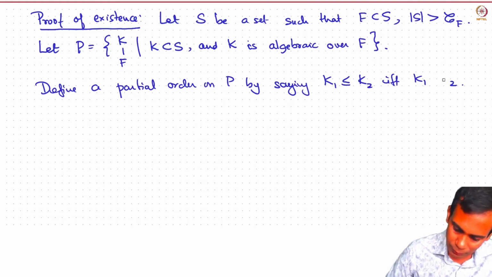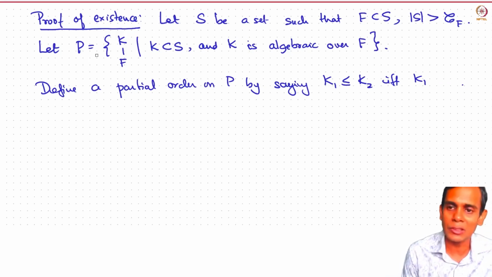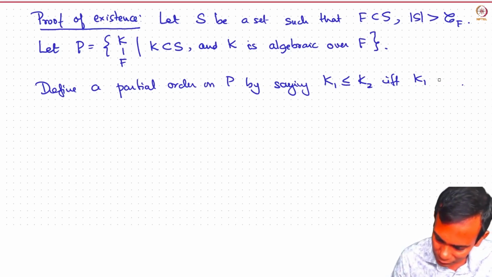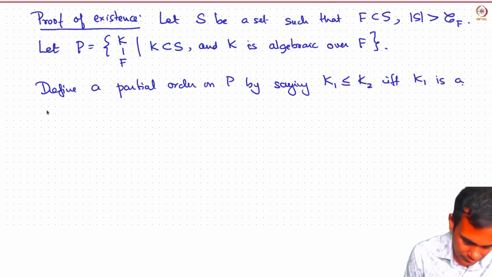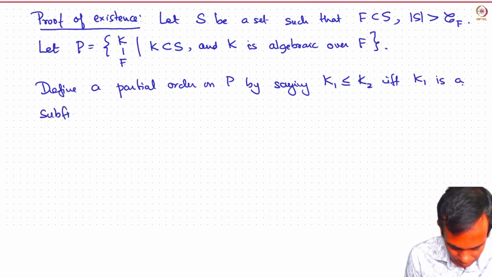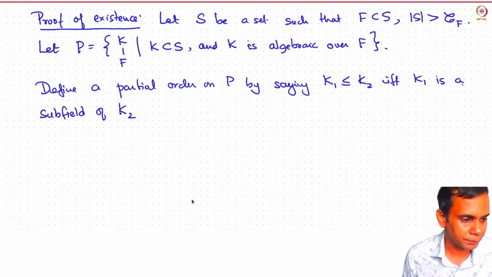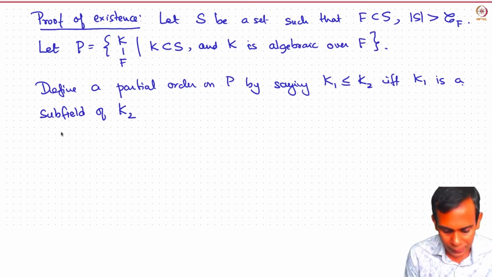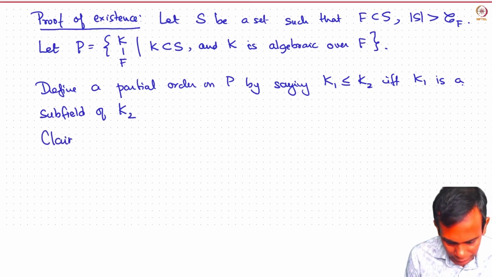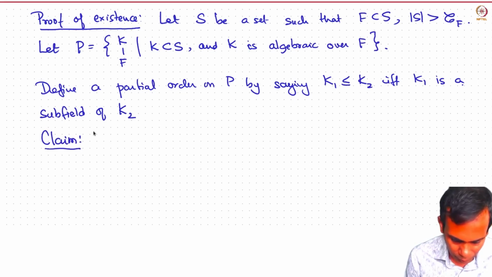So maybe I should be a little more careful because we talk about sets and sets with the structure of a field. So maybe I'll say if K1 is a subfield of K2, or K2 is an extension of K1. Now I claim that every chain in P has an upper bound.